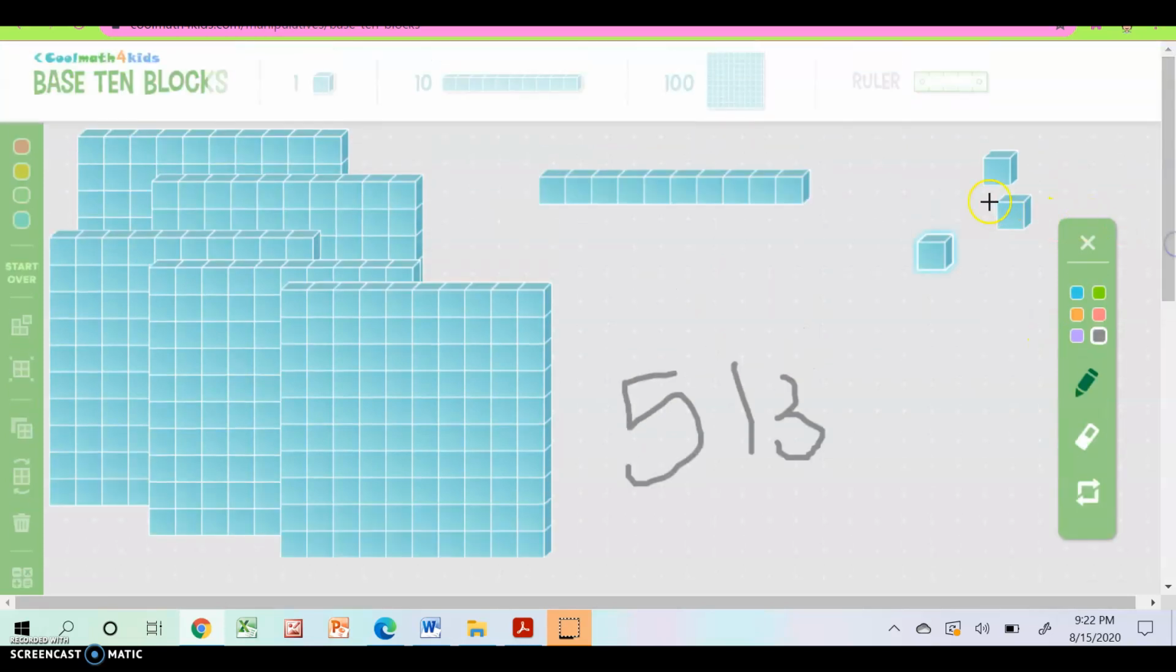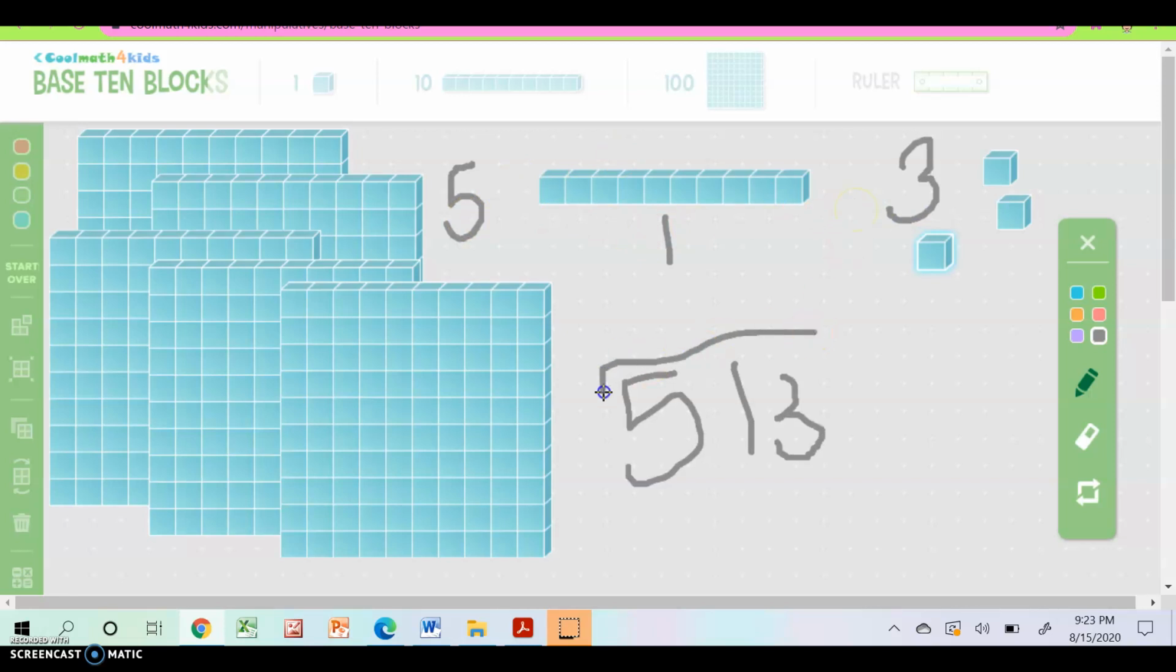Okay, let's pretend these are the blocks that you have, and this is the standard form given to you. Let's decide if this standard form is true or false. I have 1, 2, 3, 4, 500 blocks. I have only 1 10 block, and I have 3 1 blocks. If I put this number together, it is 513.